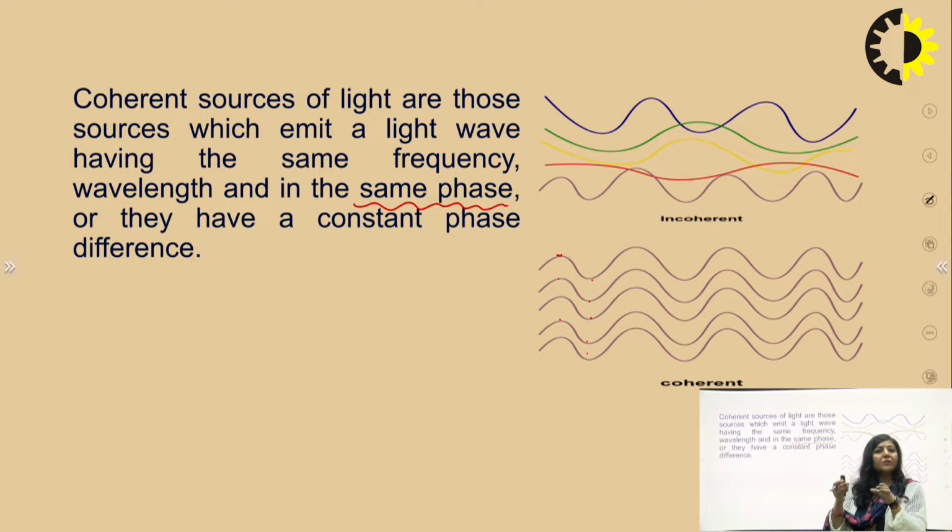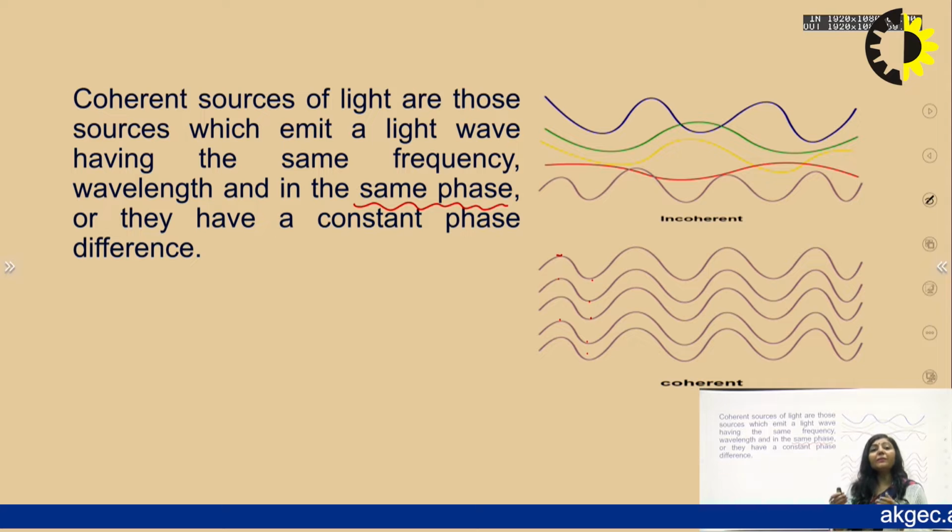But if the sources are independent, then the light emitted from those independent sources can never be coherent in nature. Why am I saying the light emitted by two independent sources can never be coherent? The reason is that the initial phase of each and every source is totally independent of each other.